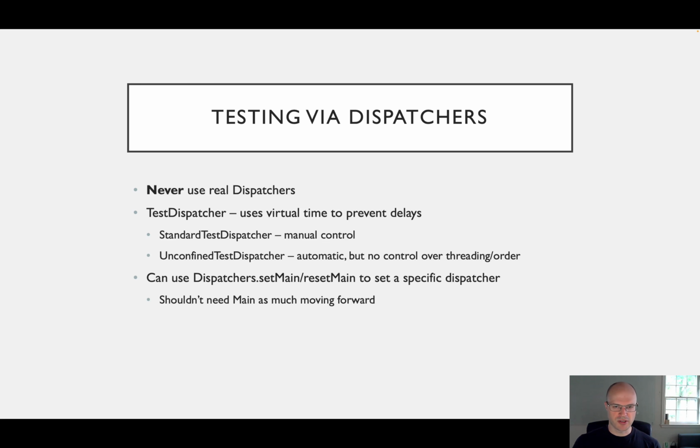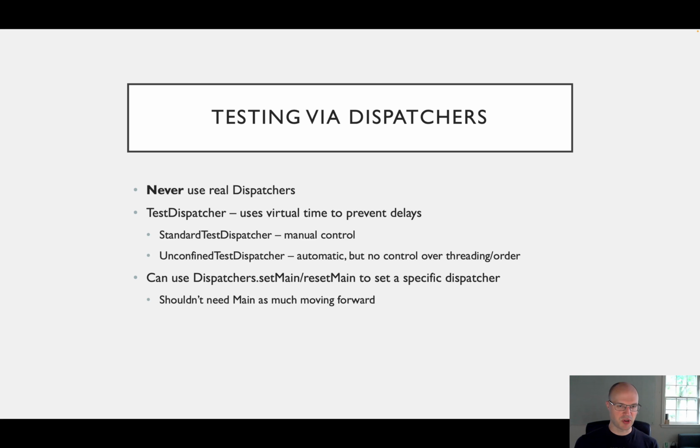I also mentioned earlier that if you are specifying the main dispatcher in your code, that's fine. Tests have a specific way to override that, setMain and resetMain. You can inject a specific test dispatcher to use. So you can set a standard test dispatcher and manually control the main dispatcher that way. You can inject an unconfined dispatcher to just make all the main code run greedily. It's your call. But again, if you're following my advice here, you shouldn't need this that much.